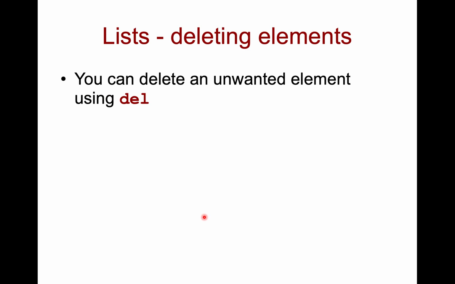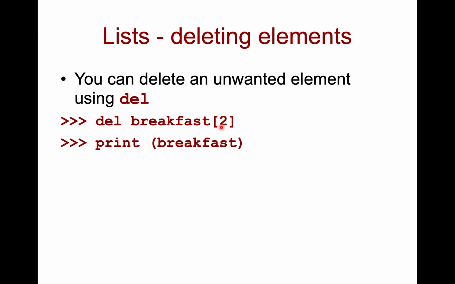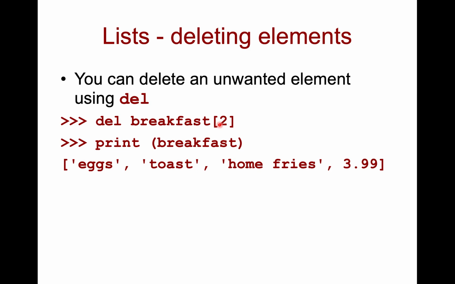And you can delete an unwanted element using the del command. So we can delete breakfast at 2, and that will get rid of the list element that's at position number 2. When we print breakfast now, we see eggs, toast, home fries, and $3.99.